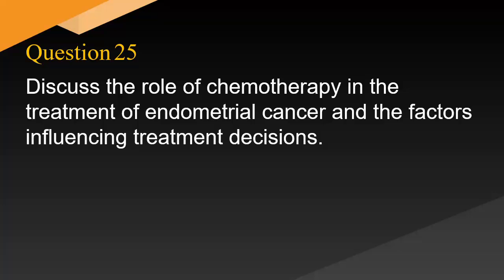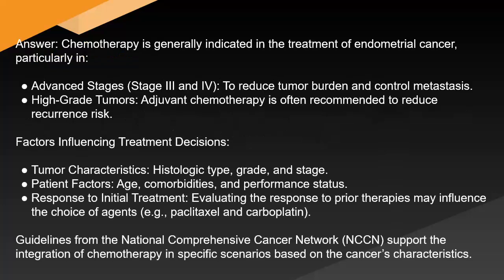Discuss the role of chemotherapy in the treatment of endometrial cancer and the factors influencing treatment decisions. Answer: chemotherapy is generally indicated in the treatment of endometrial cancer, particularly in advanced stages, stage III and IV, to reduce tumor burden and control metastases. High-grade tumors: adjuvant chemotherapy is often recommended to reduce recurrence risk.